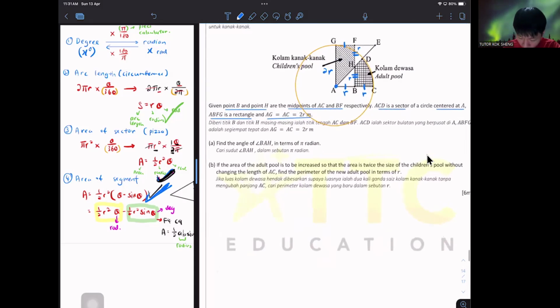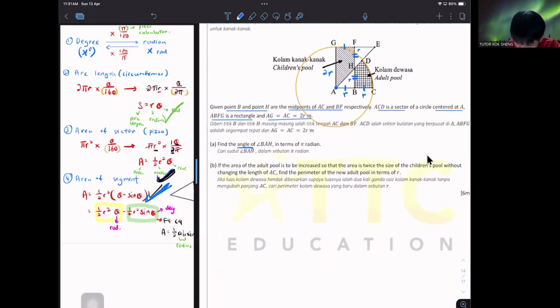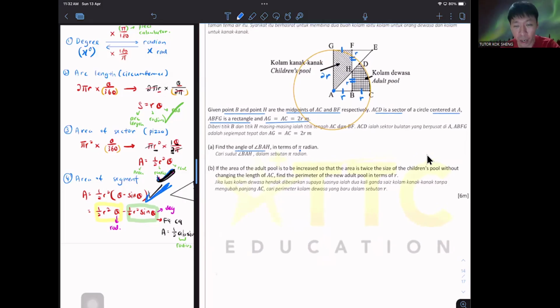Okay, so we can start from A now. Find the angle BAH in terms of pi radian. So we need to keep the pi, okay? BAH, where are you? BA. Okay, here.